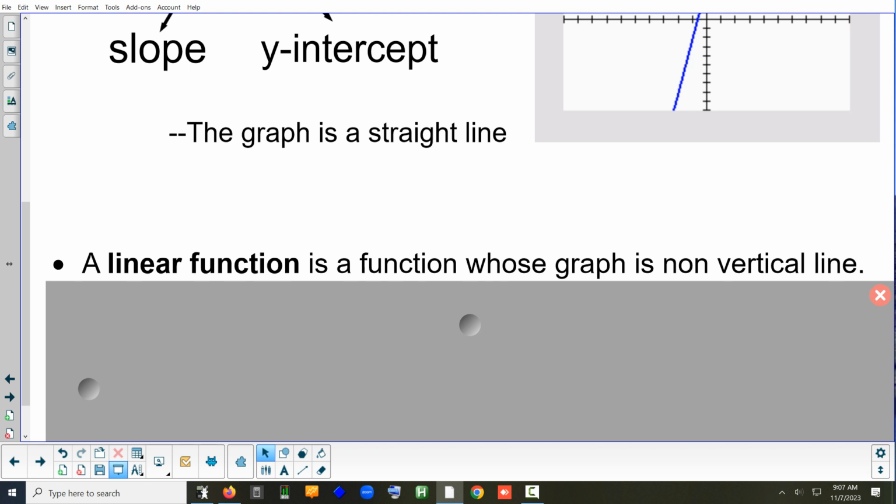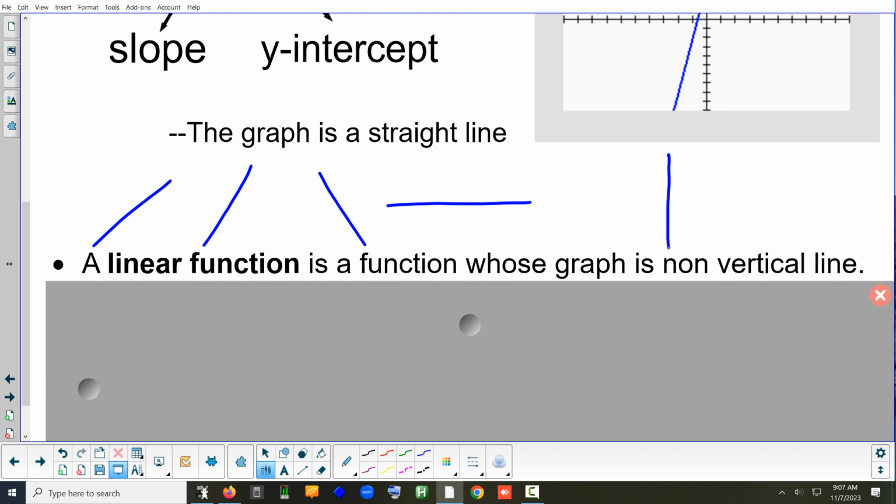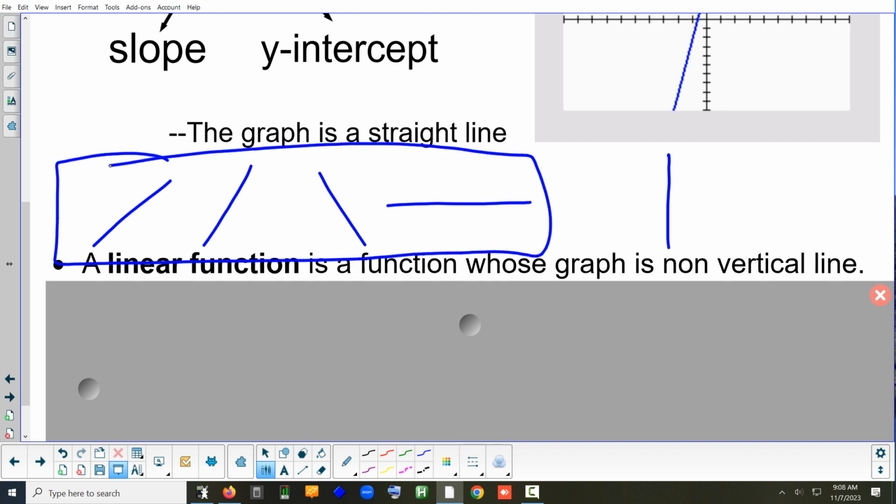So the only type of line that you can draw that is not a function is a vertical. If you draw one like this, that's a function. That's a function. That's a function. That's a function. This one, not a function. But all of these lines right here are functions. The only one that's not is if you draw it vertical. Any question on that?